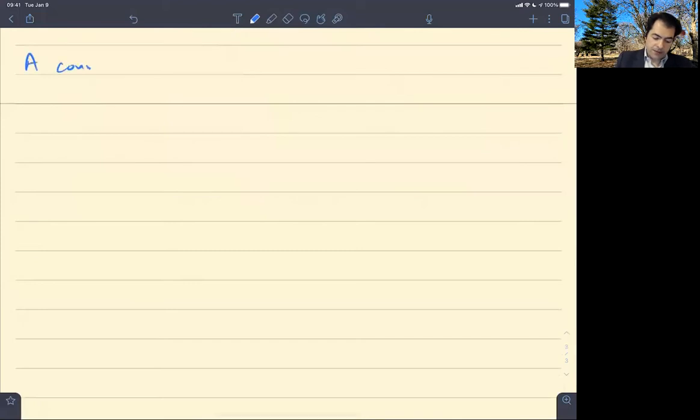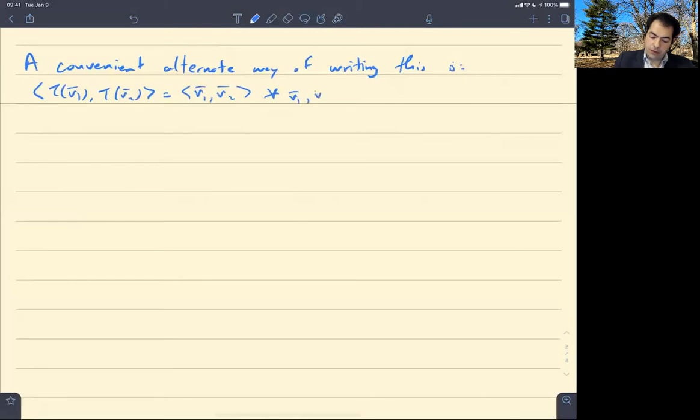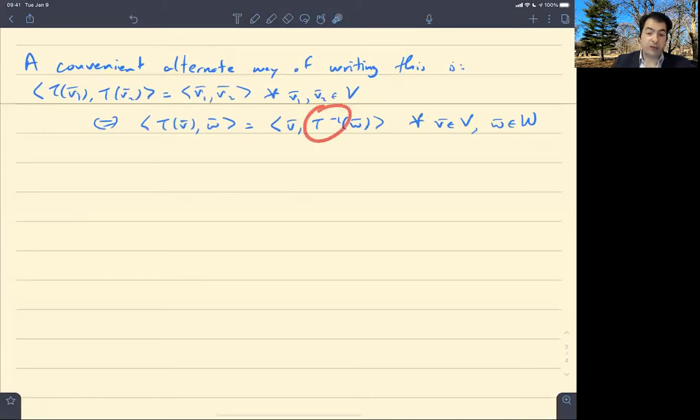Okay, a convenient alternate way of writing this: instead of saying that the inner product of T of V1 with T of V2 is equal to the inner product of V1 with V2 for every V1, V2 in V, we could say that the inner product of T of V with W is equal to the inner product of V with T inverse of W, for every V in V, W in W. Okay, so notice that I'm using T inverse, but that's okay because T is an isometry, so T is an isomorphism in particular.